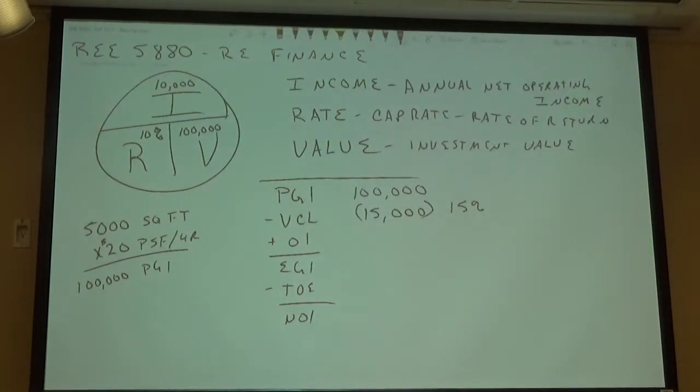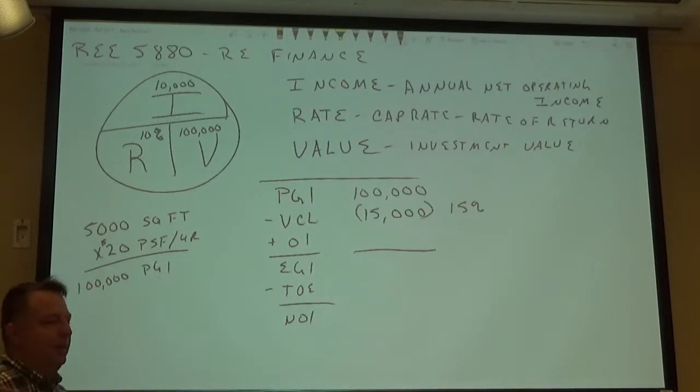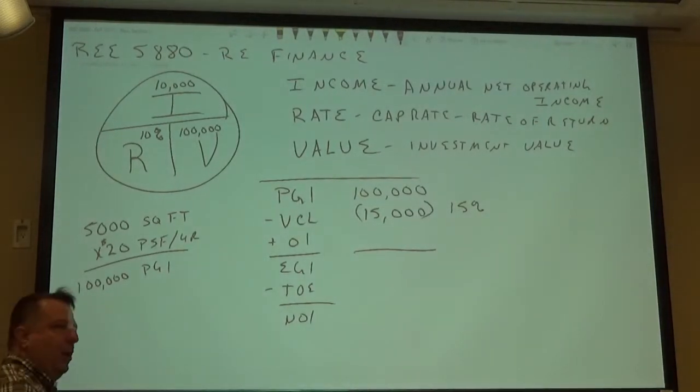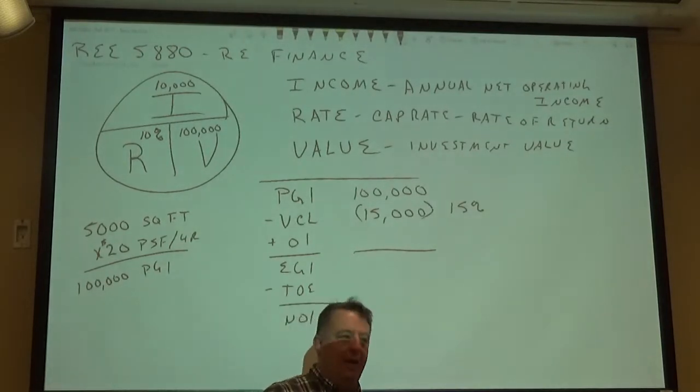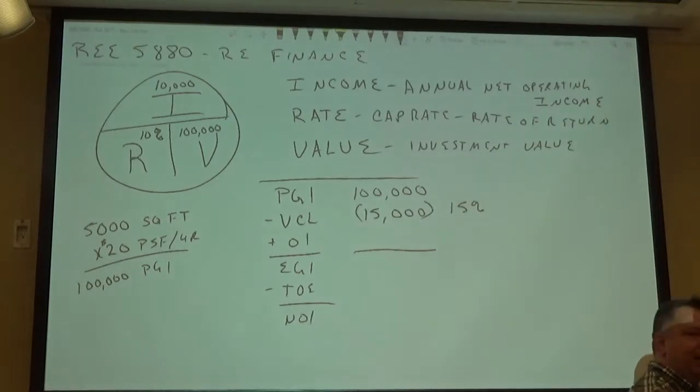Okay, everybody with me? All right, now then we have a line for other income. An example of other income is basically any non-rental related income. So if you're talking about an apartment community, this could be things like washers and dryers, maybe coin-operated ones. Could also be fees that they charge for parking.